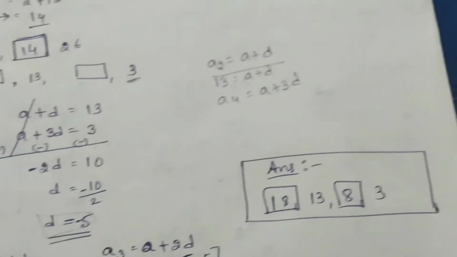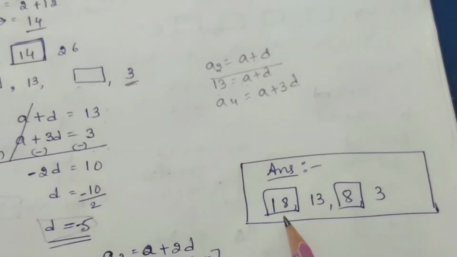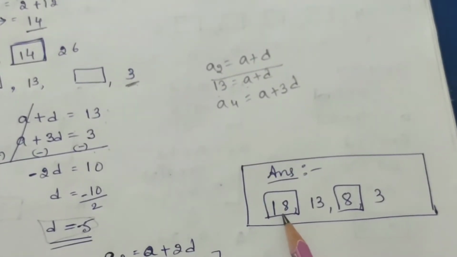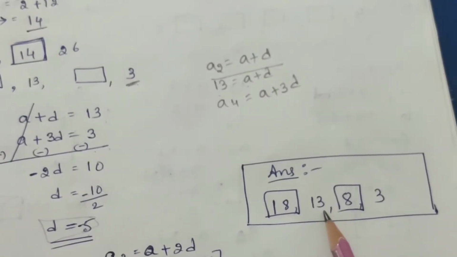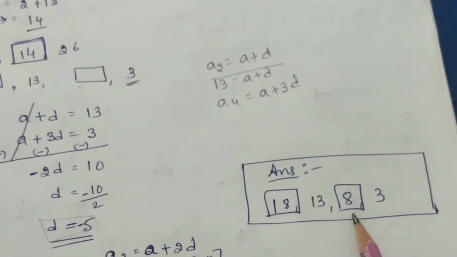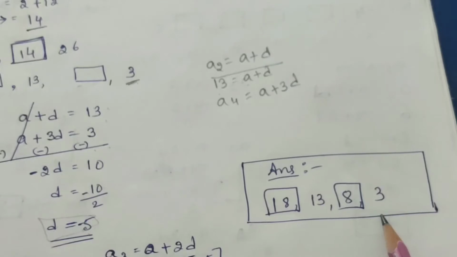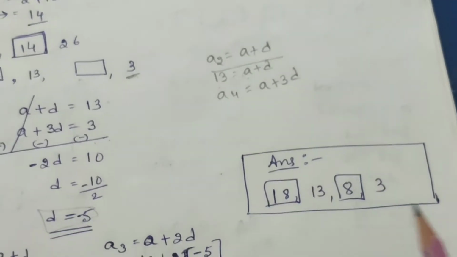Now if you look at the missing terms, the first term was missing, that is 18. The second term is given, 13, the third term is again 8, and the fourth term is given, that is 3.